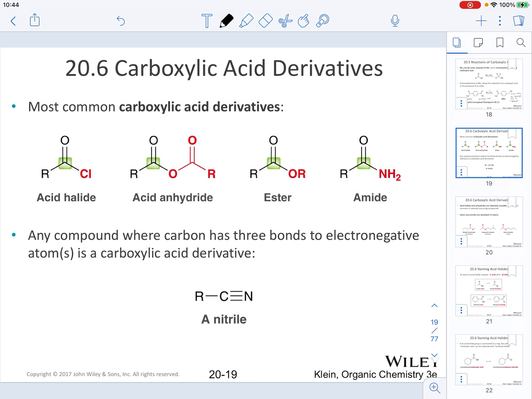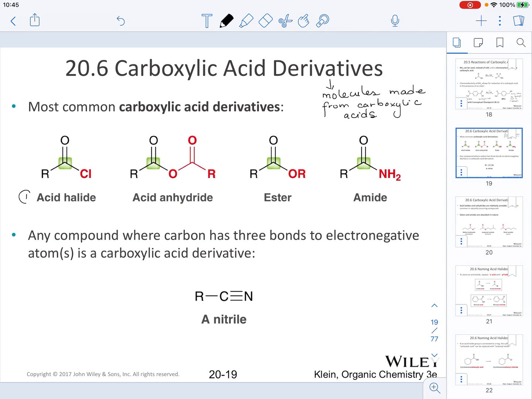In this video, we are going to be focusing on carboxylic acid derivatives. Carboxylic acid derivatives come from the idea that these are going to be molecules made from carboxylic acids. As you can see in this slide, we have the most common derivatives of carboxylic acids.